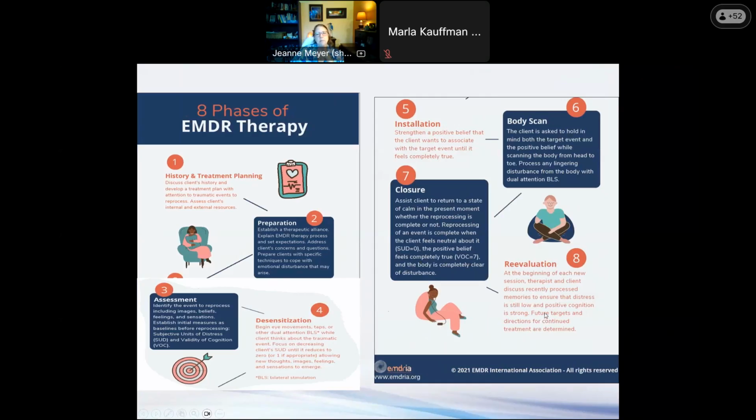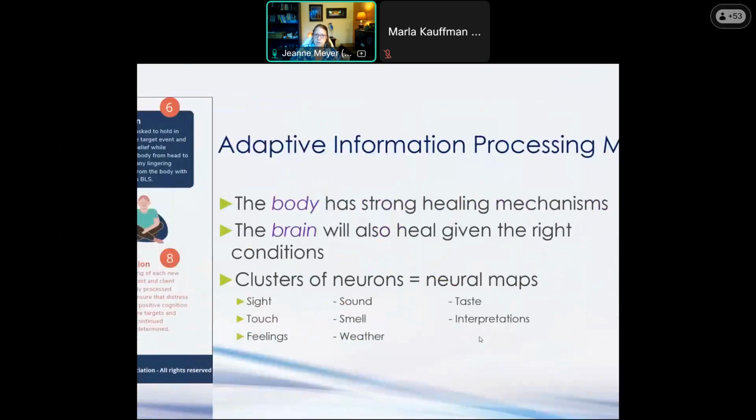And then at the beginning of the next session, we're checking in to see if there's been any change or repercussions from the processing. And then we're checking our measurements of how distressing the trigger is and how true the positive belief is. So if any of that is still disturbing, then we go back to phase 4 and do some more bilateral stimulation. So it's kind of a general overview.